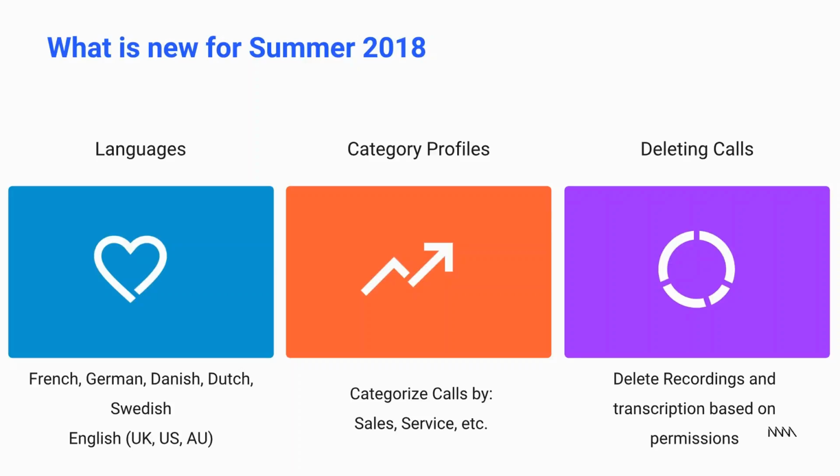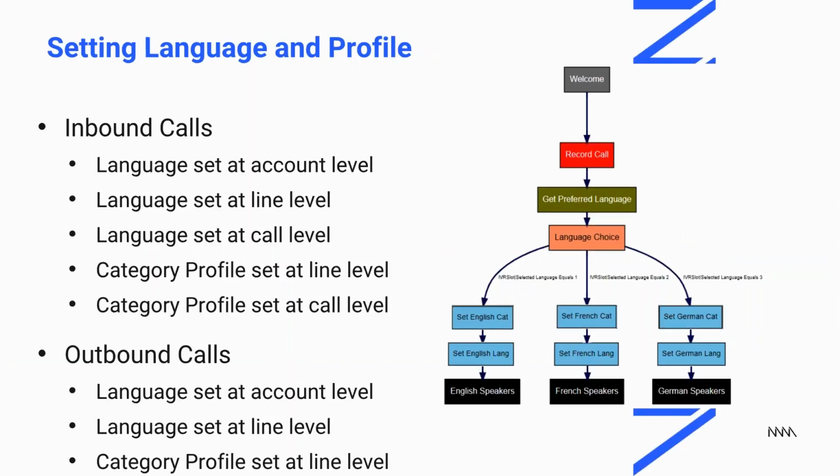So if you go to the next slide, please, what we can see is how we set the language and the profile. The languages can be set at an account level. So you might just be a French business and everything's happening in French, it doesn't matter. Or it might be at the line level. So you might have an inbound French line, an inbound German line, and an inbound English line.